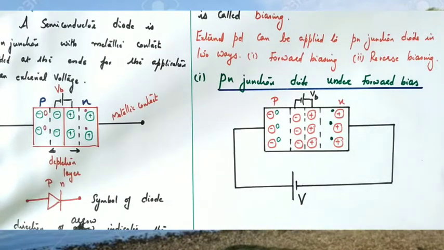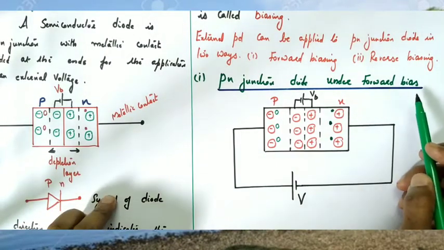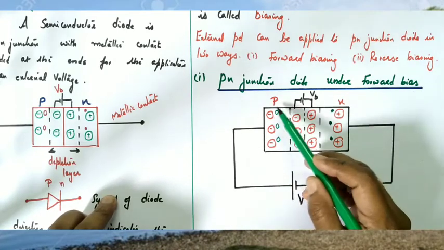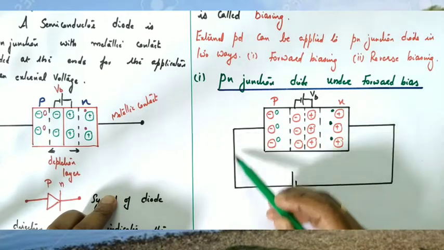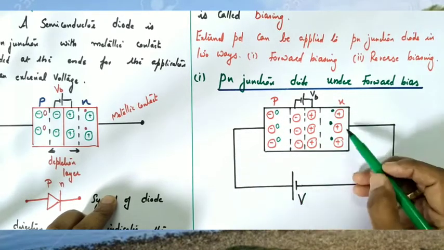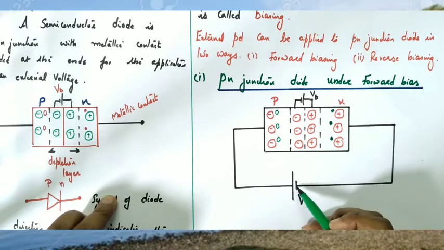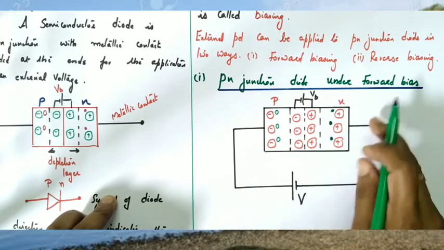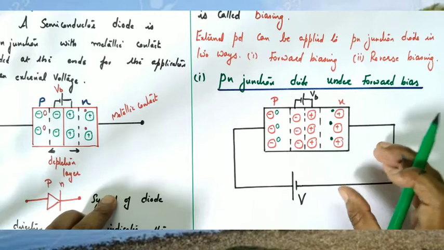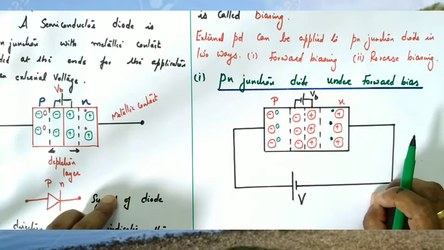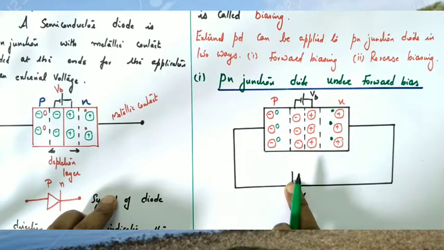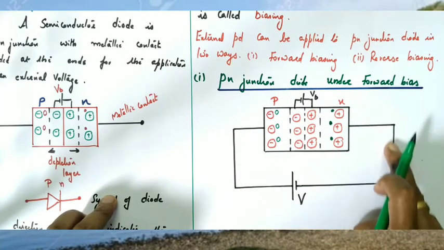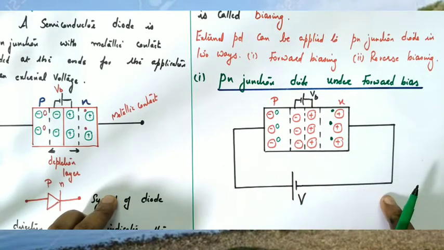First, we can discuss the PN junction diode under forward bias. Forward bias means, this is a PN junction diode, the P side is connected to the positive terminal of the battery and the N side is connected to the negative terminal of the battery. Applying external voltage is called biasing. Forward biasing means the P side of the PN junction diode is connected to the positive terminal of the battery and the N side is connected to the negative terminal of the battery.